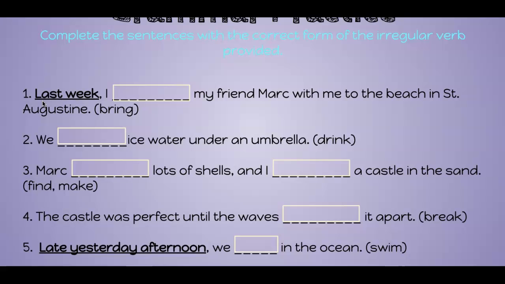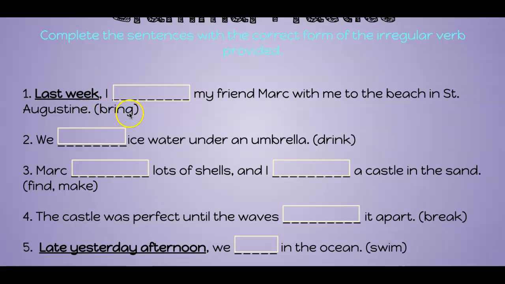Number one says, last week, I blank my friend Mark with me to the beach in St. Augustine. And in parentheses here, we have the word bring. So this is the word I'm supposed to change to past tense to put in this blank. If I use my context clues, I can see that I have these words last week at the beginning of my sentence. And that just tells me that I'm talking about the past.